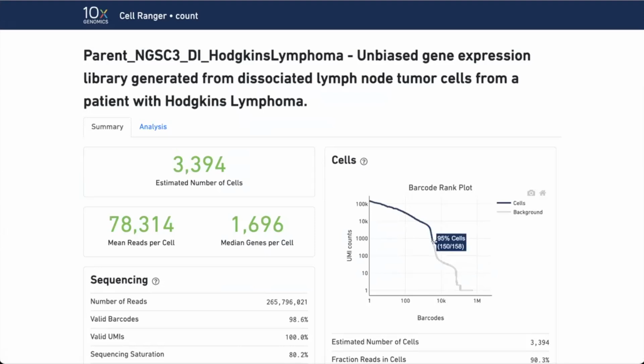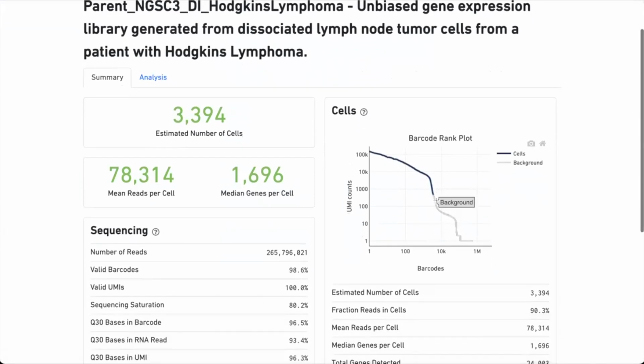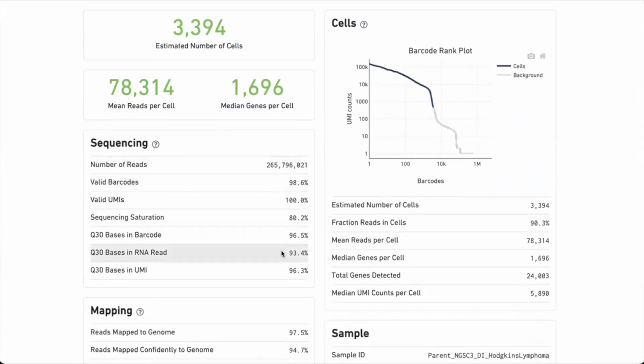So here is one example of one of these barcode rank plots. If you have run 10x experiments, you have probably seen them. It just defines the inflection point here. You get some stats on the number of cells, reads per cell, and mapping stats. I think it's important to look at sequencing saturation, for instance, because, like we talked about with Henrik, the amount of cells you load versus how much sequencing you get per cell, you can get a good feeling for with this.